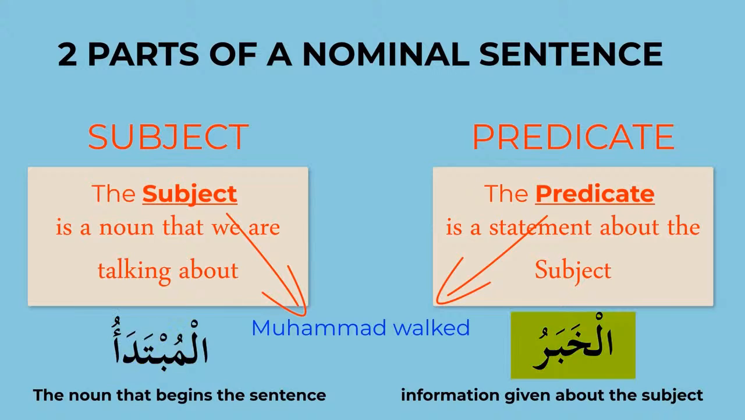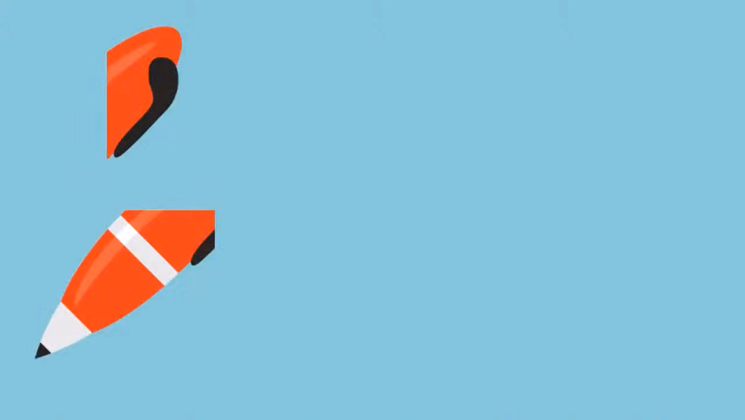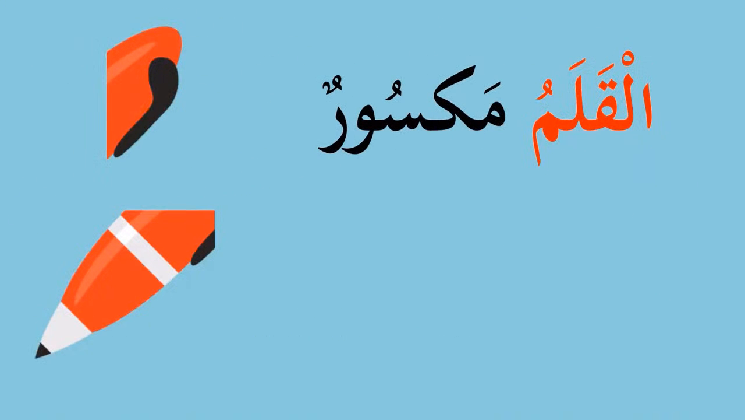Are you with me, brother? Subject, predicate. Subject means mubtada, predicate means khabar. Every sentence, if it is a jumla ismiya, will have these two parts. There will be a subject and there will be a predicate. Now we come to al-kalamu maqsoodun. What is the meaning now?